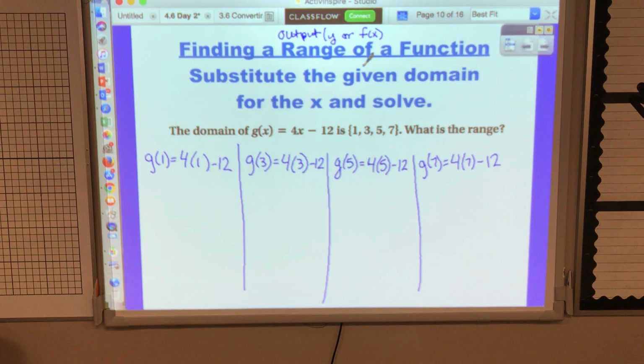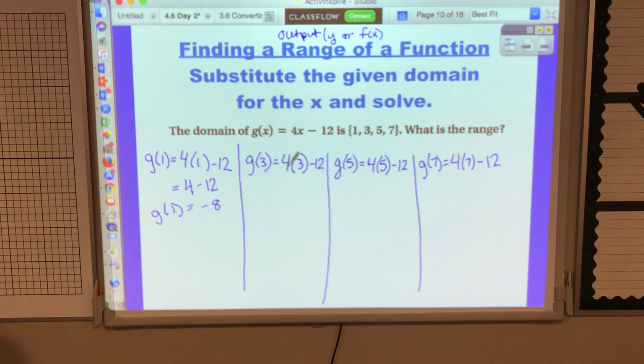Okay, so it says the domain of the function g of x equals 4x minus 12 is 1, 3, 5, and 7. What is the range? So what they're asking me to do is substitute in 1 and solve, substitute 3 and solve, substitute 5 and solve, and substitute 7 and solve. I've already written those equations out. To solve them, I just solve them like normal. 4 times 1 is 4, 4 minus 12, so g of 1 equals negative 8.